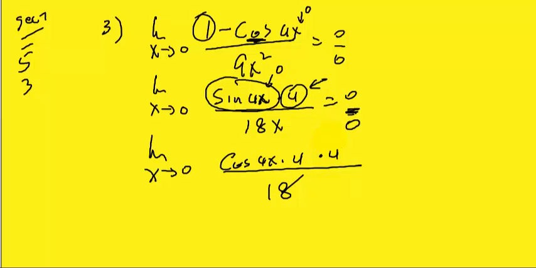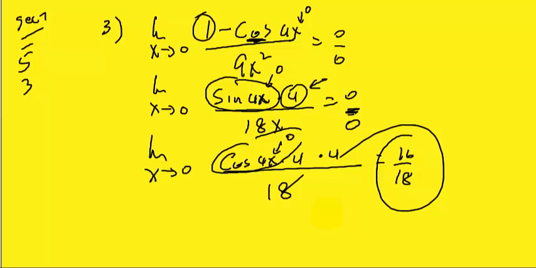Any questions? Okay. Plug in 0. What's cosine of 0? It's 1 times 4 times 4 over 18. That's the limit.